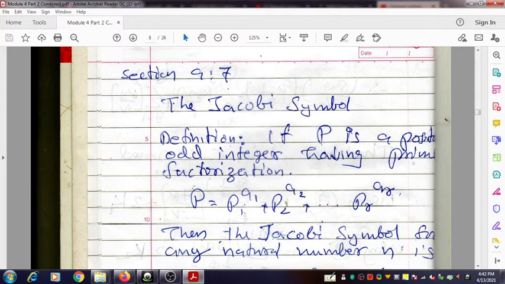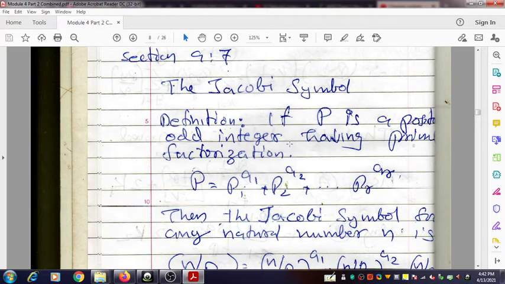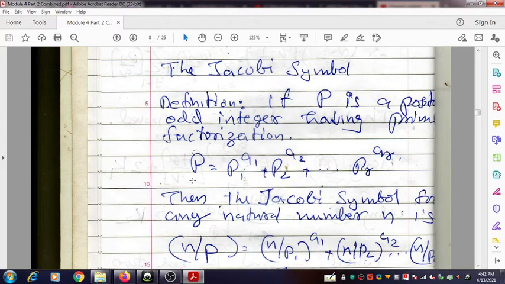Then we know that it has a prime factorization. Capital P has prime factorization, and that factorization is given here. Capital P equals P1 to the power A1 into P2 to the power A2, etc., to PR to the power AR. Then P1, P2, etc. to PR are all distinct prime numbers. A1, A2, etc. to AR are the powers of the respective prime numbers in the prime power representation of the given odd composite number.